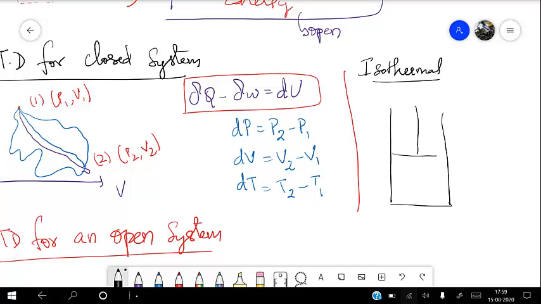I'm again going with the piston cylinder arrangement. Since I told you the process is isothermal, and the change in temperature is associated with change in internal energy, when I say isothermal, I have to go with dU as 0. There is no change in internal energy. So what happens to the first law? It becomes Q is equal to W.